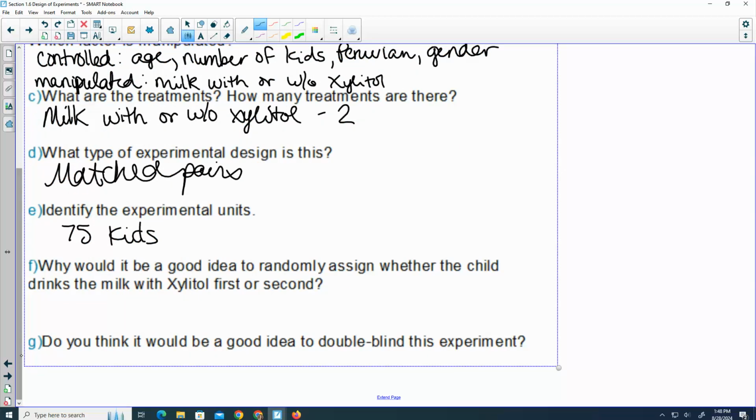Why would it be a good idea to randomly assign whether the child drinks the milk with xylitol first or second? Yeah, eliminate the placebo effect. That's a great answer. Any other answers? Different palate. Maybe it tastes different if you've already had some.